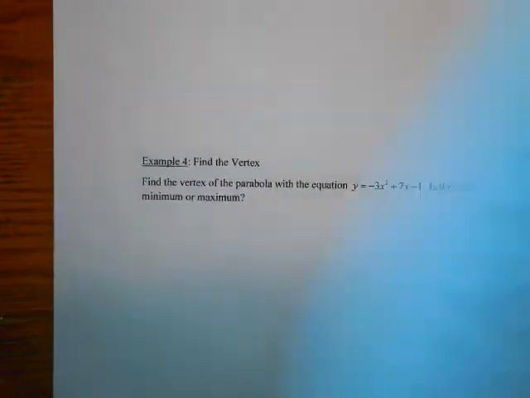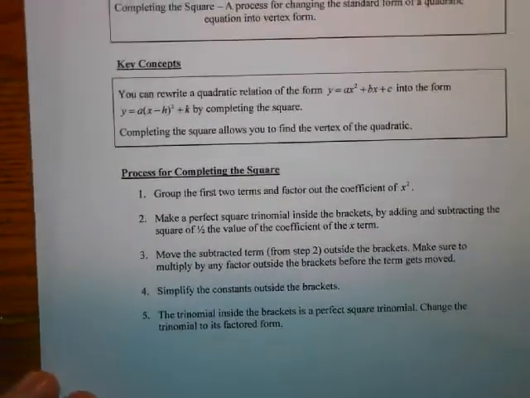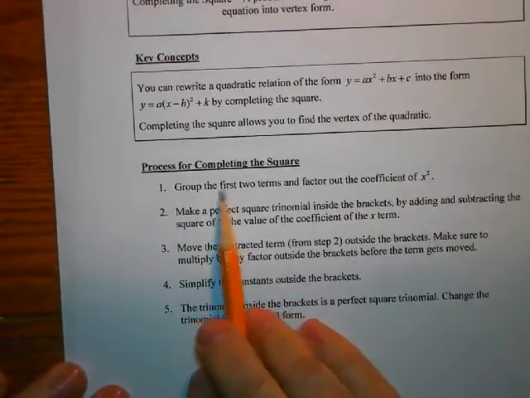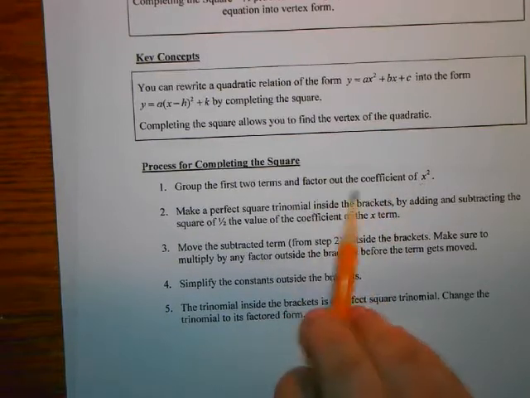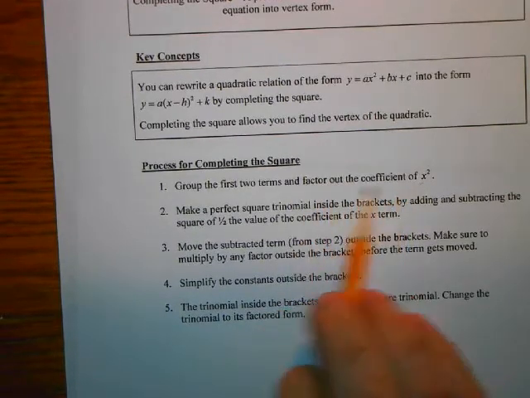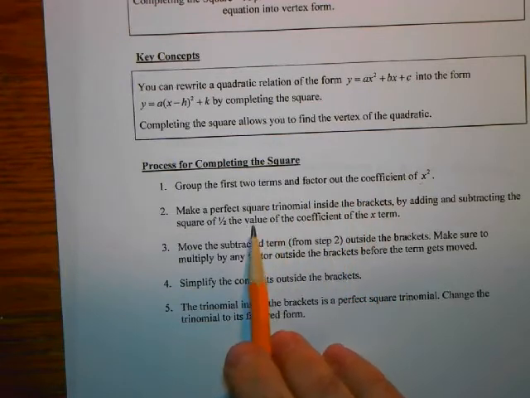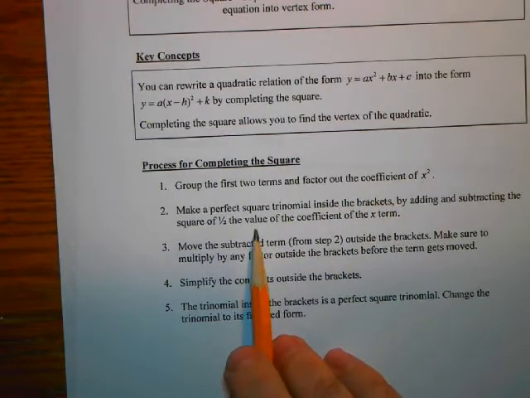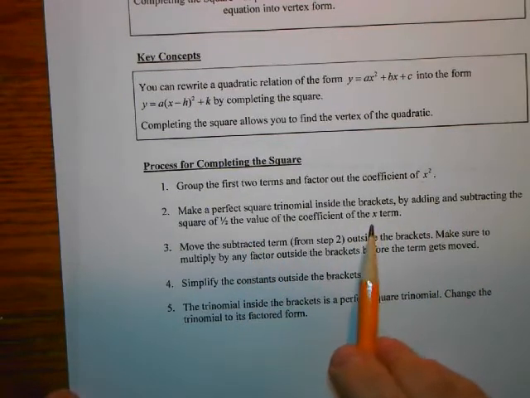I promised you guys we'd go back to the steps. Hopefully now they make a little bit more sense. So first step, group the first two terms and factor out the coefficient of x squared. And again, I was doing this in 2 steps. You could do it in 1. It's up to you. The second step, most important step. So inside the brackets, you want to make it a perfect square trinomial. So you add and subtract.